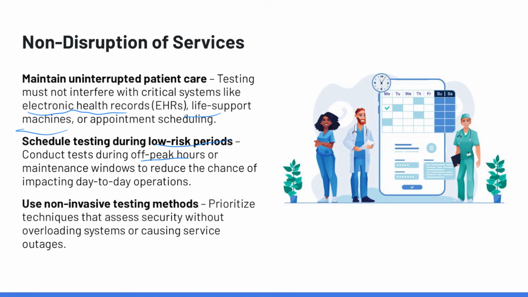And another way could be to just replicate the system and conduct testing on that. But again, replicating a system at a secondary location or in the cloud isn't really going to be the most realistic, right? Another way to do this is simply to conduct penetration testing in a way that doesn't take the system offline. So we could prioritize techniques that assess security without overloading the system or causing service outages.